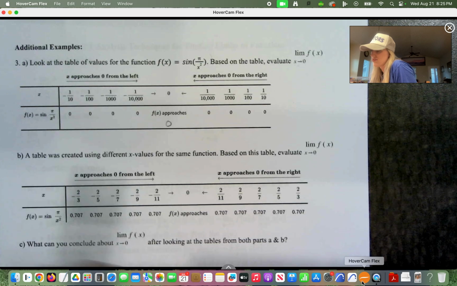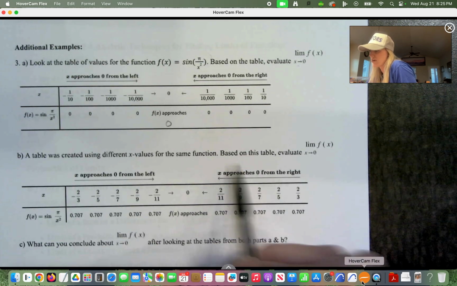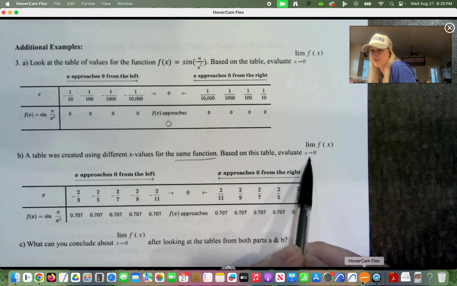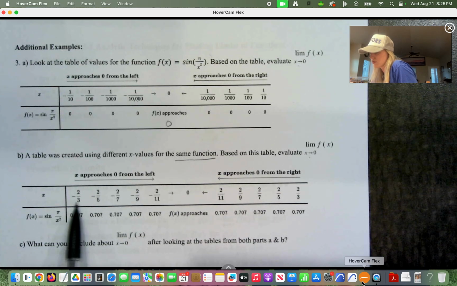Now, this table was created for the same function, okay, as x approaches 0. So these numbers are still approaching 0, right?